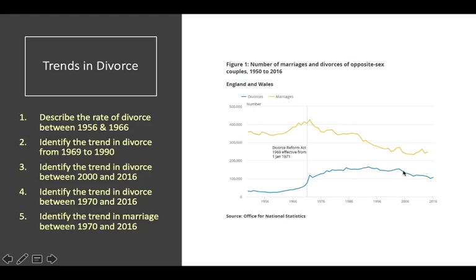You can see it is decreasing. And identify the trend in marriage between 1970 and 2016. So between 1970, which is about here, to 2016, you can see marriage is clearly declining quite consistently too. So marriage is declining and divorce is also declining.